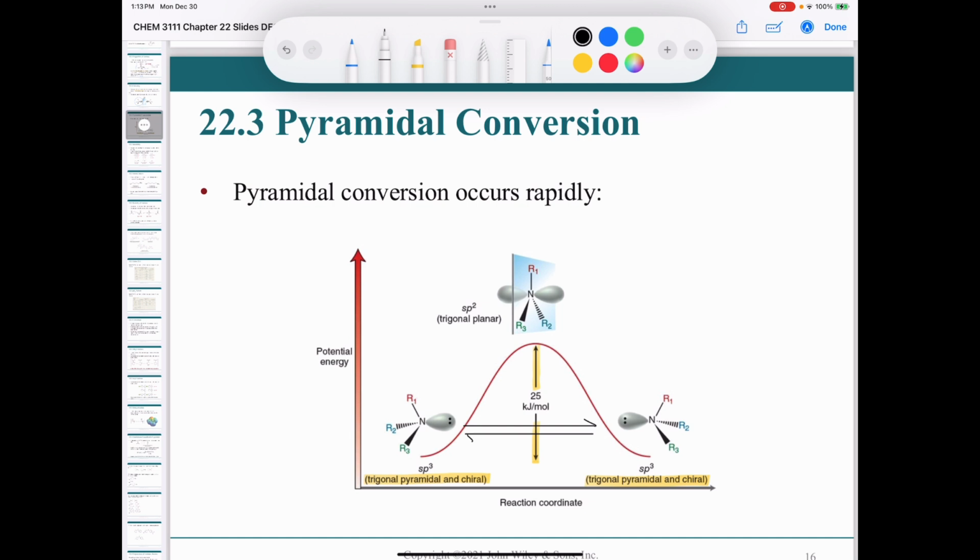So in case you've ever wondered, that should answer it for you: even if your nitrogen has 3 different R groups on it, the barrier to inversion is so low between the 2 trigonal pyramidal forms that it is not going to be chiral. So you don't even have to worry about that.